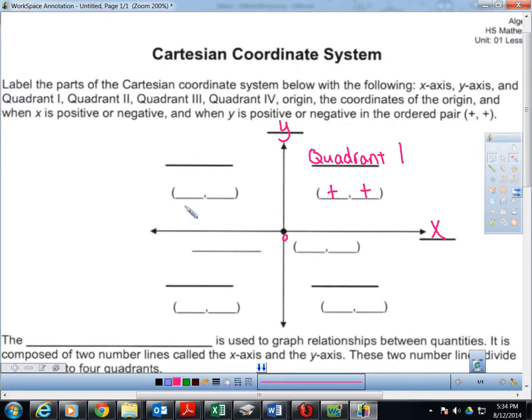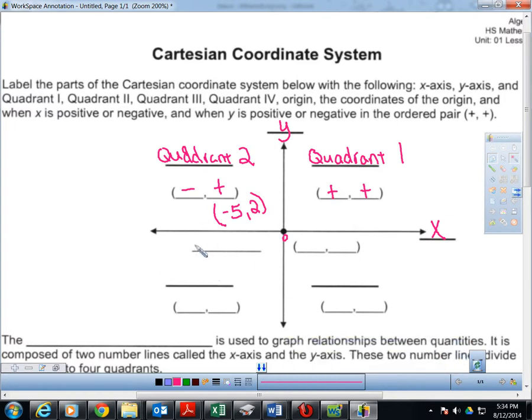Then we start going counterclockwise. So we're going to go this way. And quadrant 2 is this one. Helps if I spell it right. Quadrant 2. And this means that our x's are going to be negative, and our y's are going to be positive. Anything in this quadrant, your x's are going to be below 0, but your y's are going to be above 0. So an example of this would be, for instance, -5, +2.